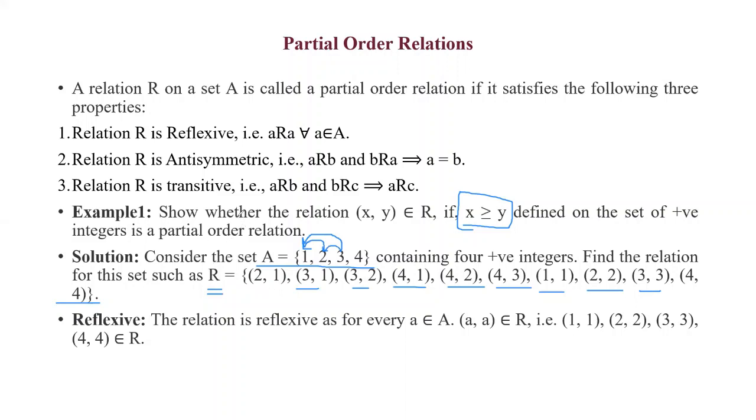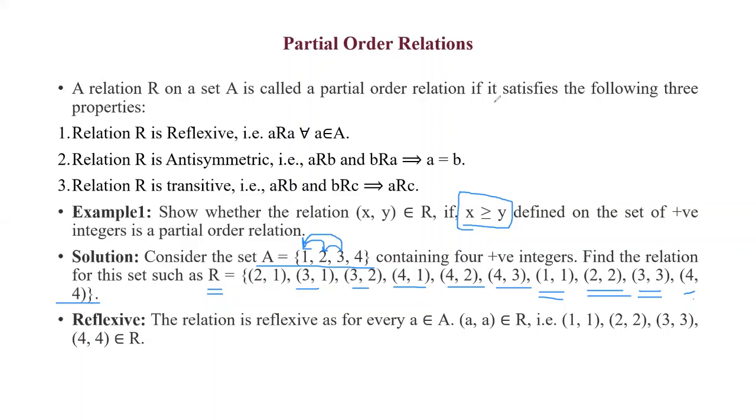Then we have to check whether these three properties are satisfied by this relation R or not. First is reflexive. With reflexive, yes, because x is greater than or equal to y means all four elements, that is 1, 2, 3, 4, are related to themselves in relation R, that is 1, 1; 2, 2; 3, 3; and 4, 4. So the relation R is a reflexive relation.